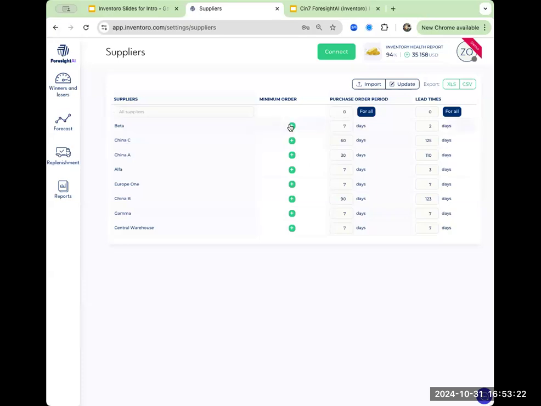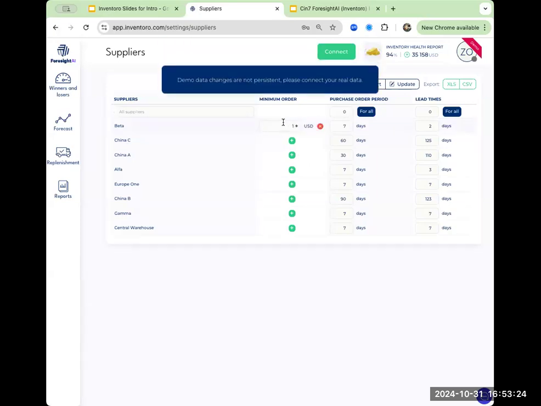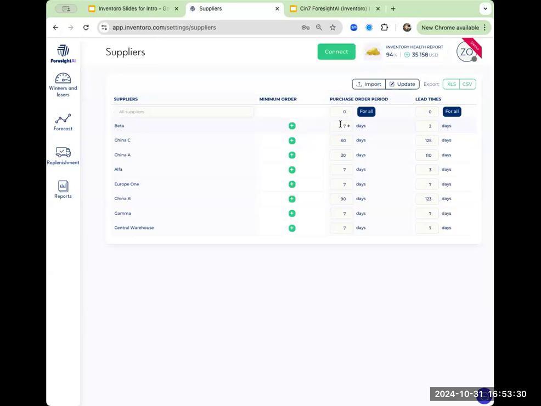Next, we have suppliers, and suppliers is going to be the setup of your suppliers. So if you want to have a minimum order quantity, or sorry, minimum dollar amount by supplier, you could set that here, as well as this is where you're setting your purchase order period, how frequently you order, and your lead times, how long it takes from when you submit a purchase order until you actually receive it. And you can import this, you can bulk update it, or, oh sorry, this is an export for Excel or CSV.